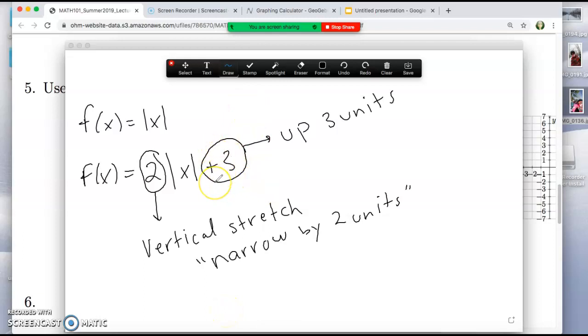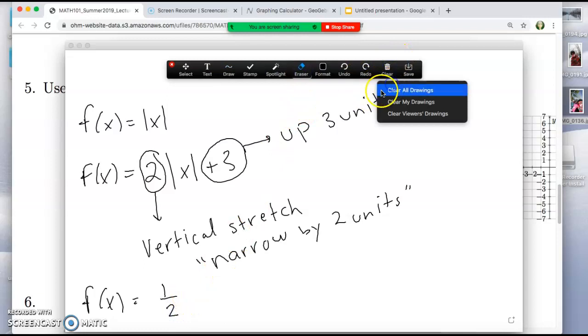The plus 3 that's on the outside of the absolute value means it's affecting the y-axis. We're moving up 3 units. Then we have the 2 being multiplied, and since 2 is greater than 1, we have a narrow stretch by 2 units, okay? If it was 1/2, it would get wider. So let's change it. Actually, let's try another one here.